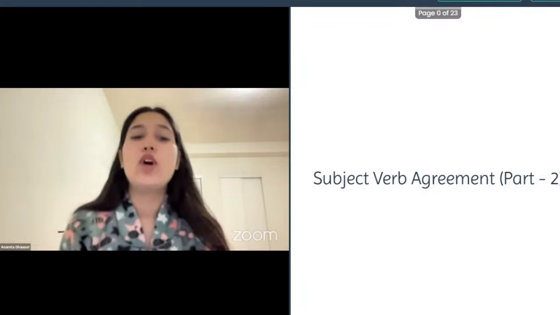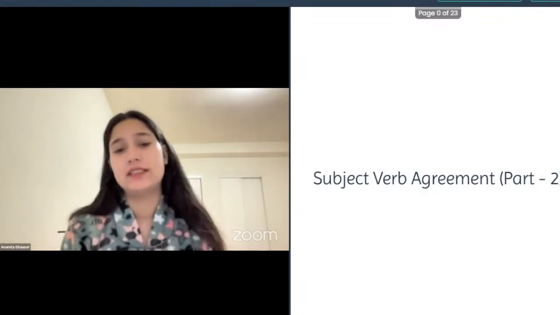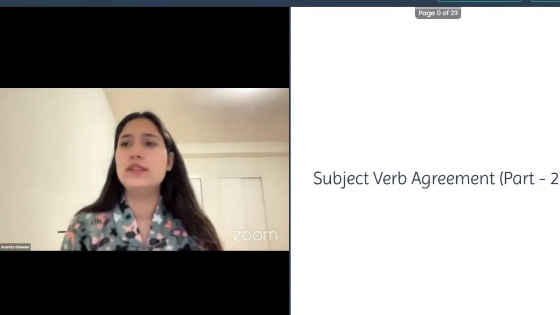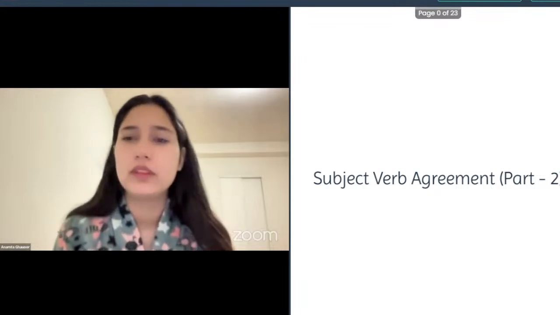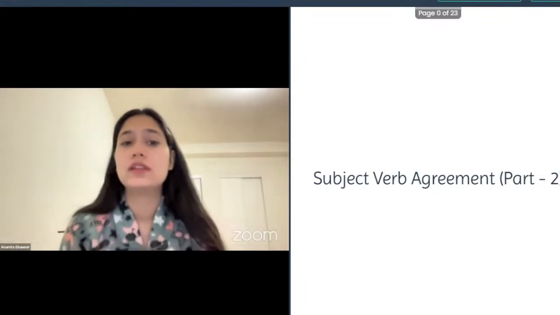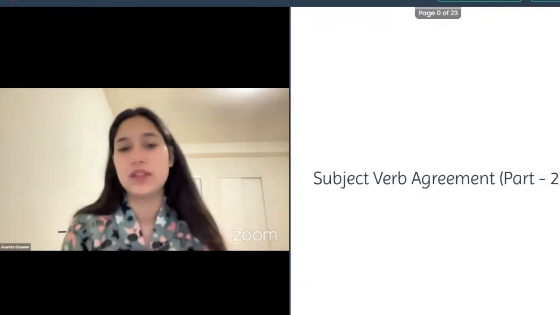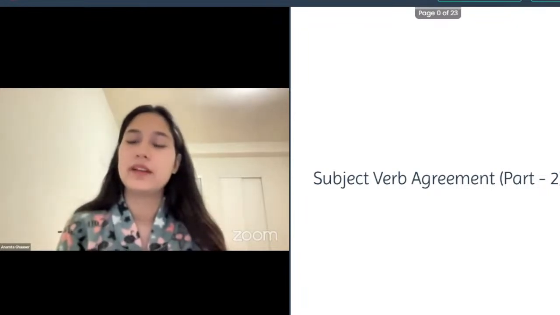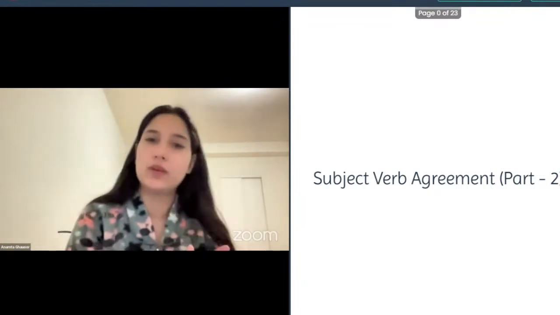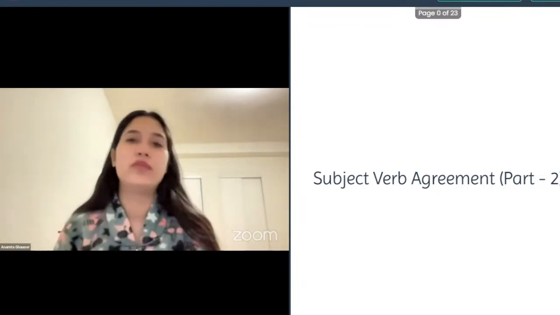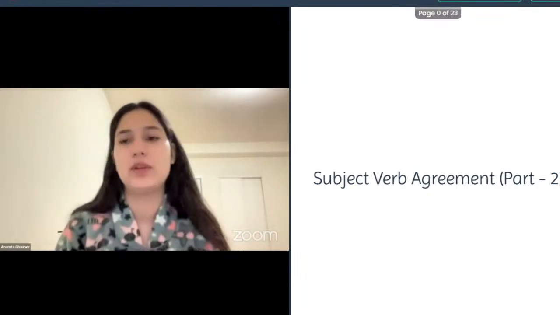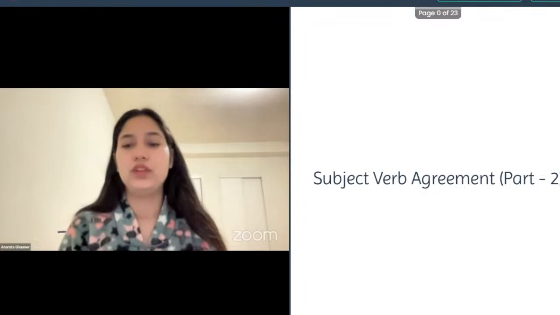Third example, some of the pie is missing. Means I baked 4 pies and now I could only see 2 or 3. So some of them are gone. Some of the pie is missing. Now I'm talking about a part. One pie is missing. Okay, is that clear, guys? So it's very simple. If you're talking about a singular noun, you will use is or verb plus s or es. If you're talking about a plural noun, you will use are and no s or es in the verb. Is that clear? Moving ahead.